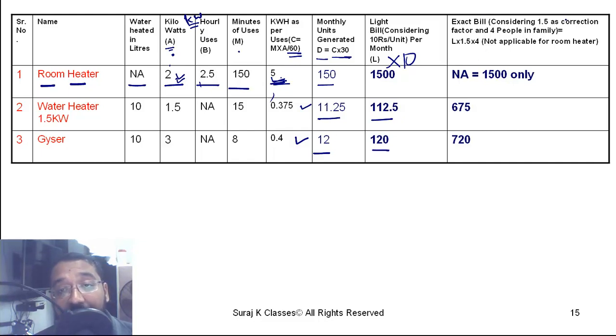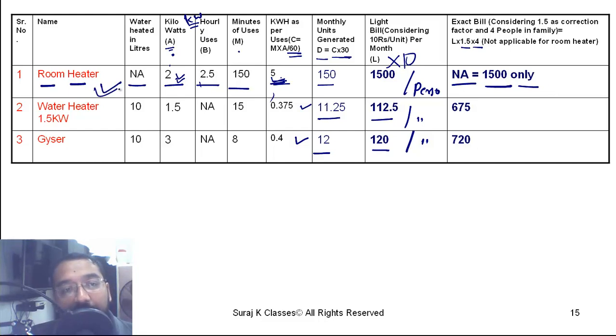Now for the exact bill, I am considering a 4 people family. This is only for a single person, and this is for a 4 people family. I am also considering a correction factor, that is 1.5. Why I am considering the correction factor, I have already discussed, so no need of discussion at this stage. So this is my 1500 rupees only, because no correction factor and no family factor will come here. If you are using a single heater for a single room, for a single family of 4 people, and all are sleeping in the same room, then there is no need of considering extras. So this is in the not applicable category, and you will have to pay 1500 rupees only.